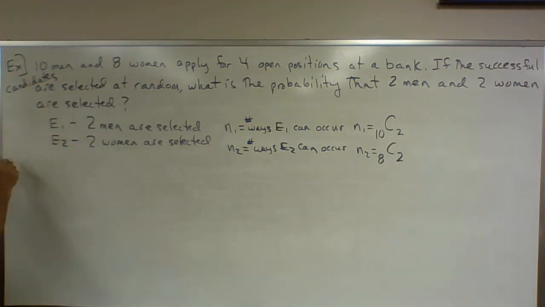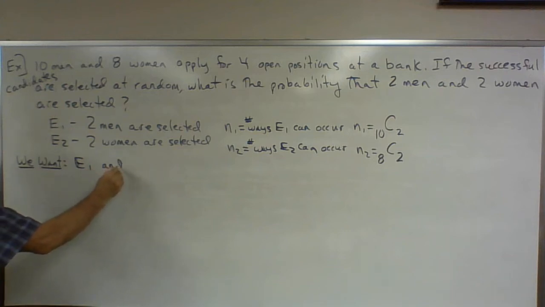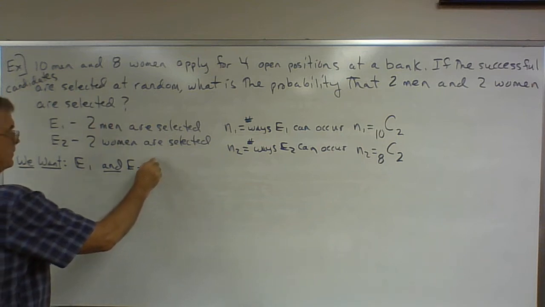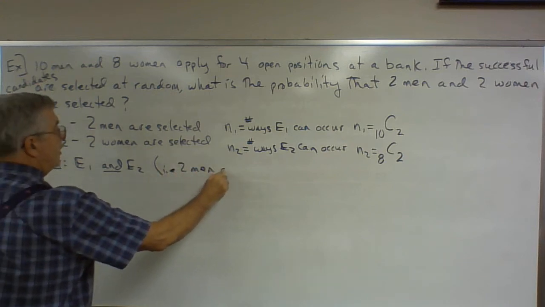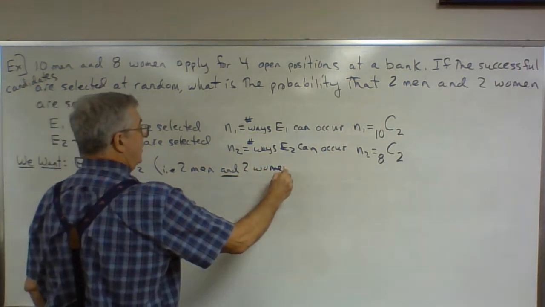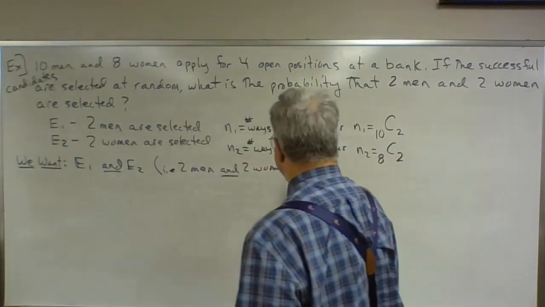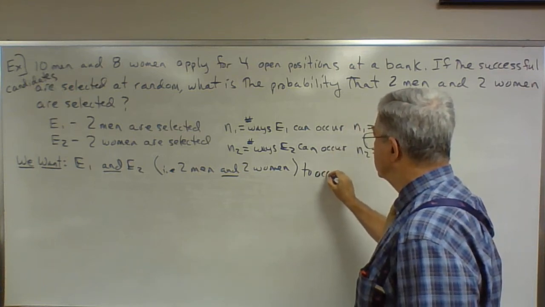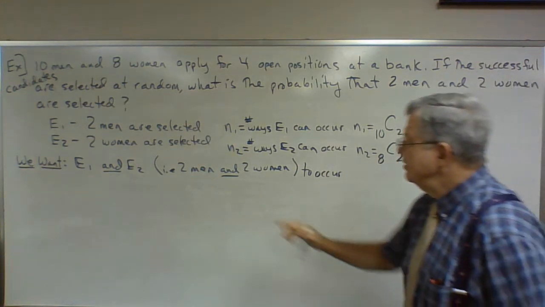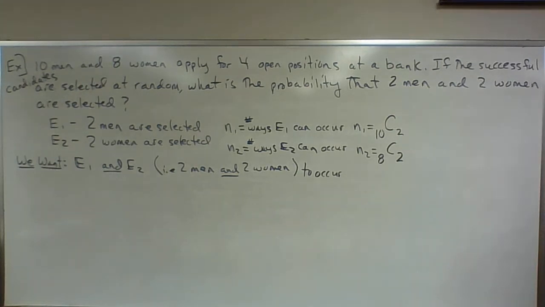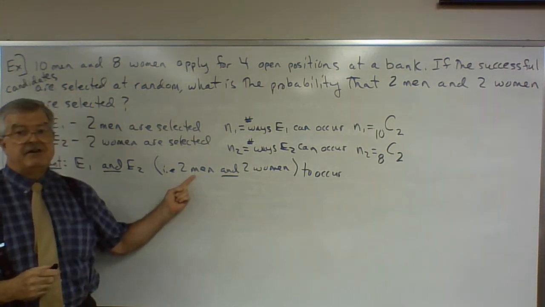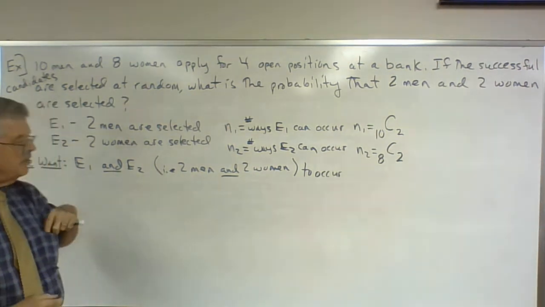Now, what do we want? We want E1 and E2 to happen. We want E1 and E2 to occur. 2 men selected and 2 women selected. So this is really going to be a 2-stage experiment. The first stage, we're going to select 2 men. The second stage, we're going to select 2 women.